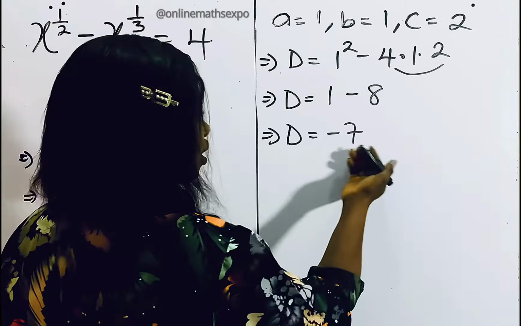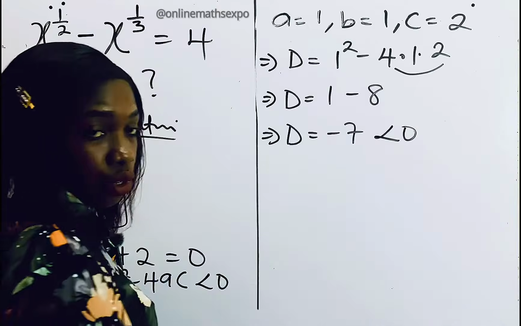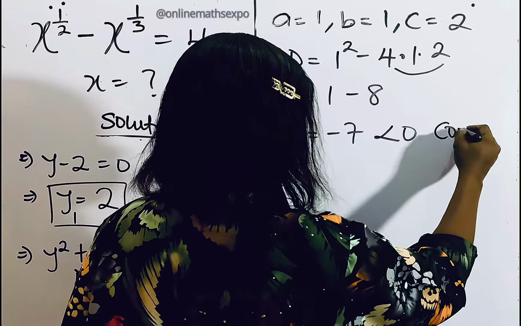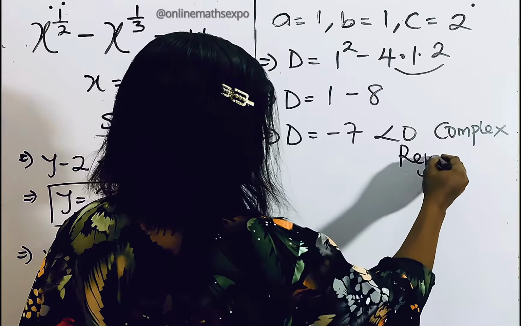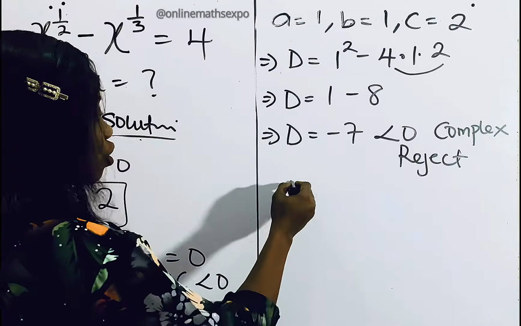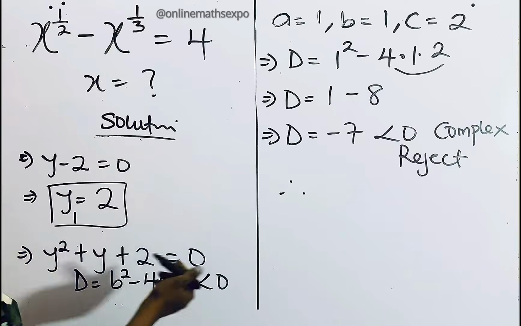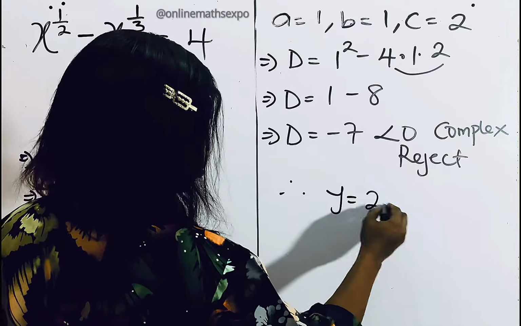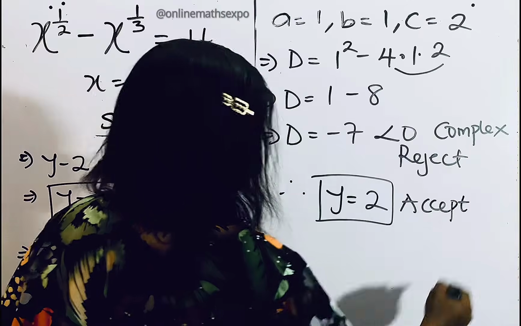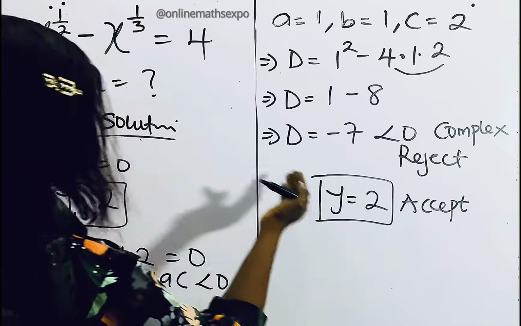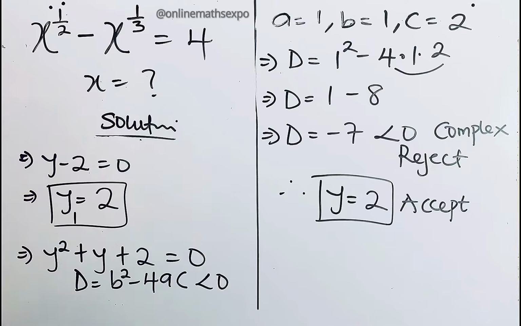And you know that -7 is less than 0. So in that case, it's a complex solution. And because it's complex, we reject this solution. So we are going to conclude that the acceptable value of y is 2. This is the real value of y. Now, remember, we are not asked to find the value of y. The question is on x.